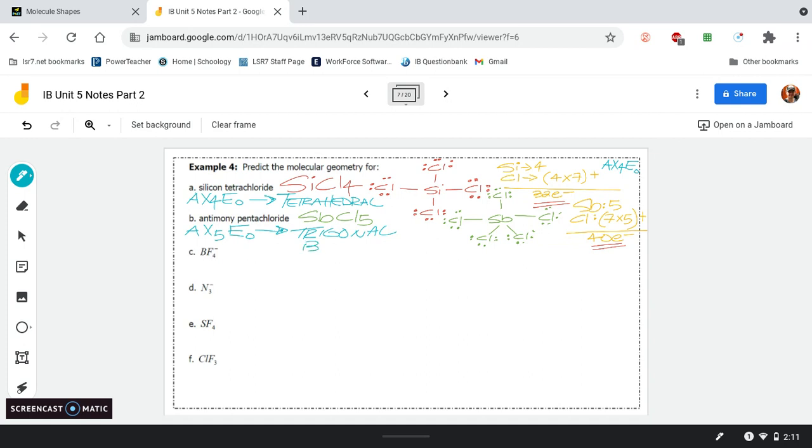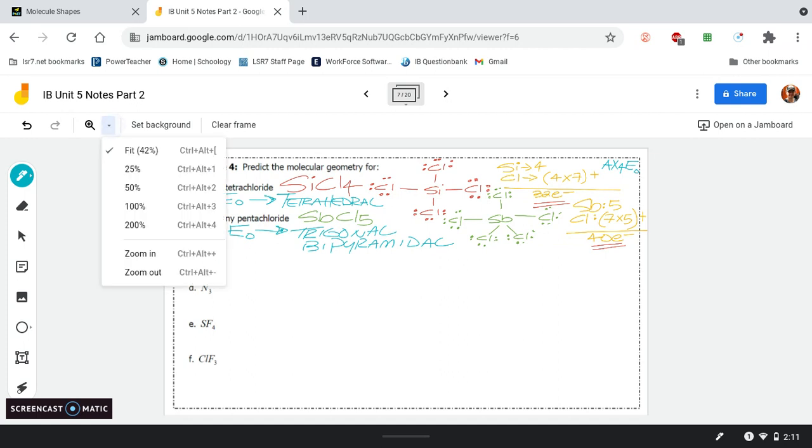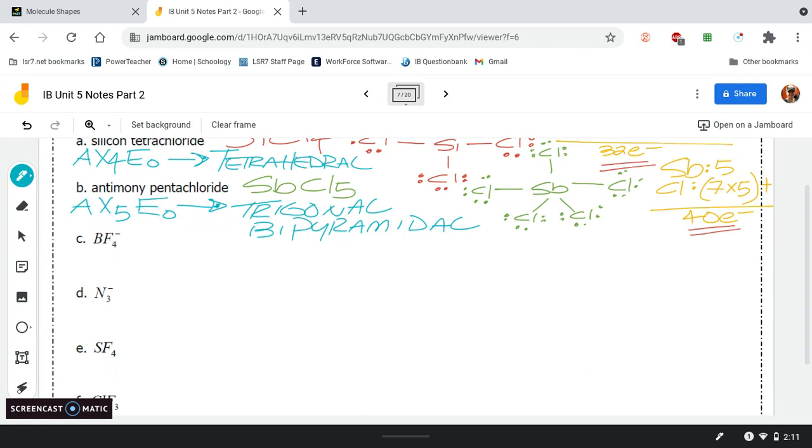Trying to sneak this in here. Okay, let's go to the next one. BF4 minus 1. So that's going to be something we need to take into consideration, this minus 1. So let's start with the formula. I'm going to use a brown on this one. And I kind of run out of space. I think I'm going to try to squeeze it in right here.